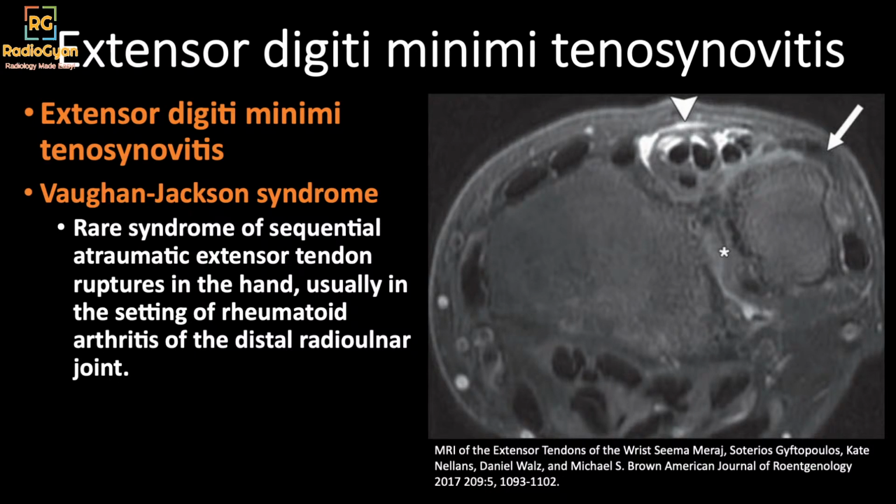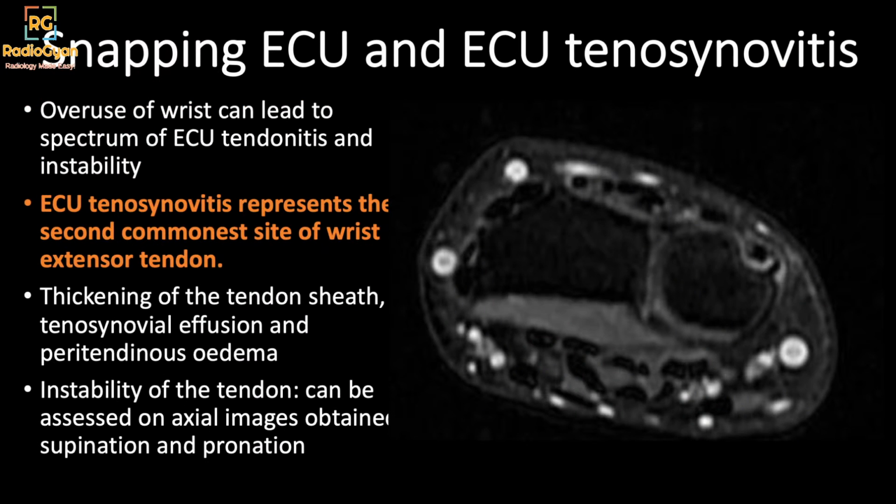Coming to extensor digiti minimi tenosynovitis, it can be affected like in any other tenosynovitis. A specific syndrome described in cases of rheumatoid arthritis is Vaughan Jackson syndrome, and there you see again tenosynovitis in the extensor tendon. Snapping ECU and ECU tenosynovitis.